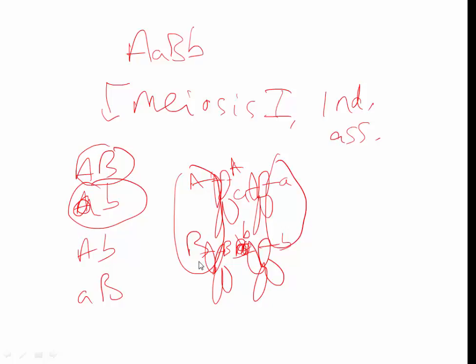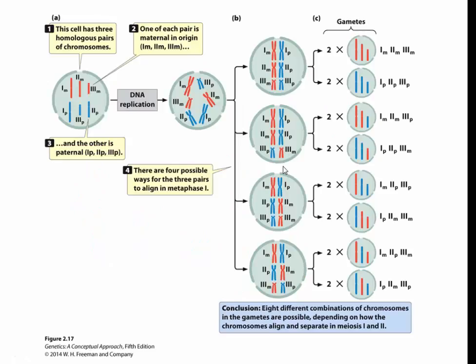If they line up the other way with a big B over here and a little b over here, then we get big A, little b. Big B. Alright, I think you get it. Yikes! What's going on here? Alright, so this is showing you how you get genetic variation out of meiosis 1.